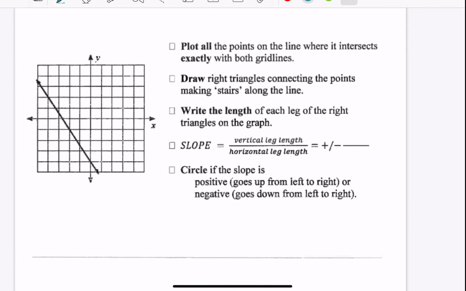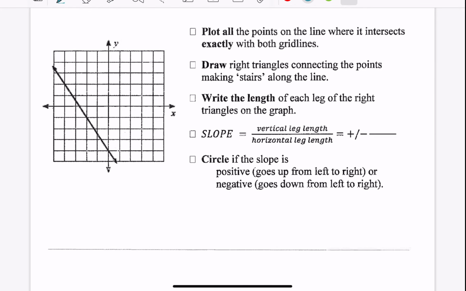So I'm going to do this one, plot all the points on the line. So let's go back and look at this line. So here's a good point. I'm going to keep traveling down. Here's a good point. And I've got these 3 points. I'm going to draw my triangle. So I plotted my points. I'm going to draw my triangles. There they are. And now I'm going to write those leg lengths. So this leg length is 2. This leg length is 3. I don't need to write the other ones.